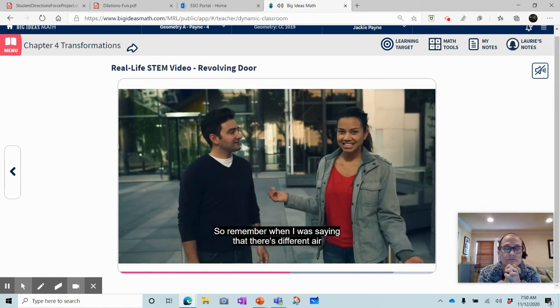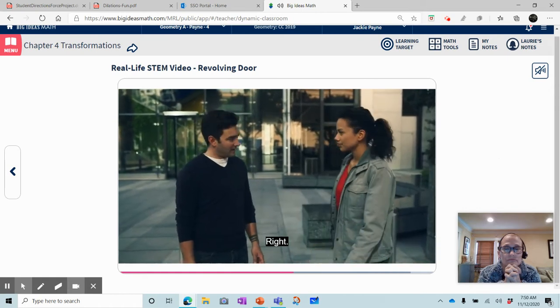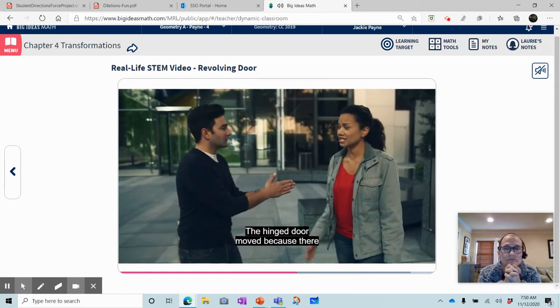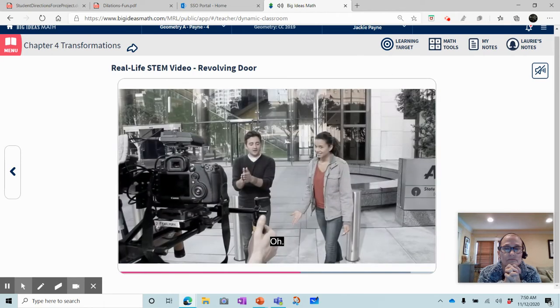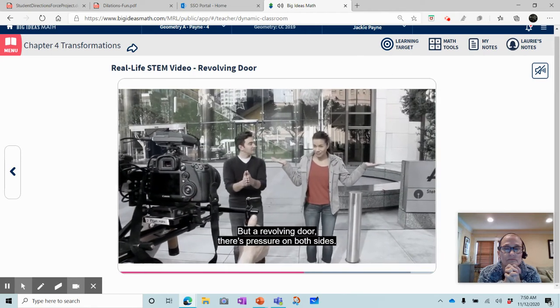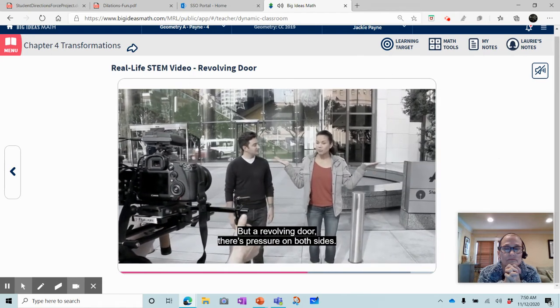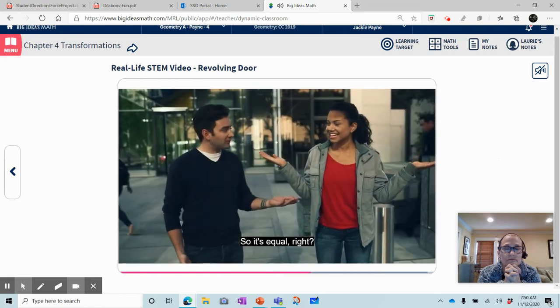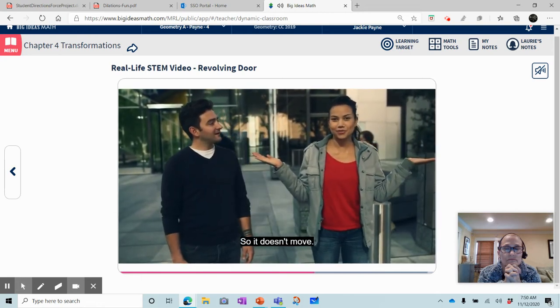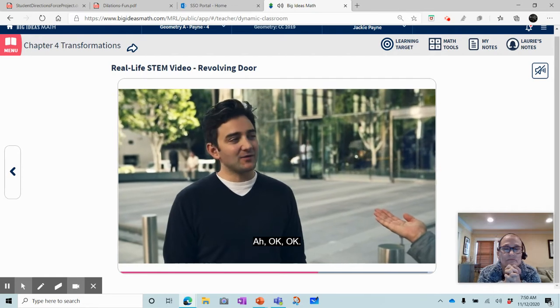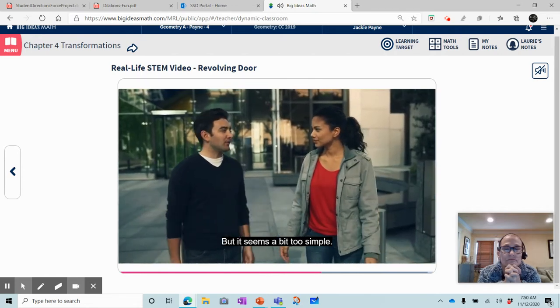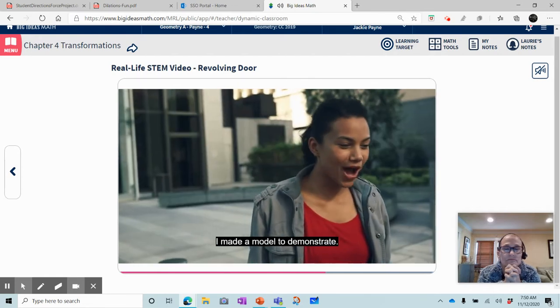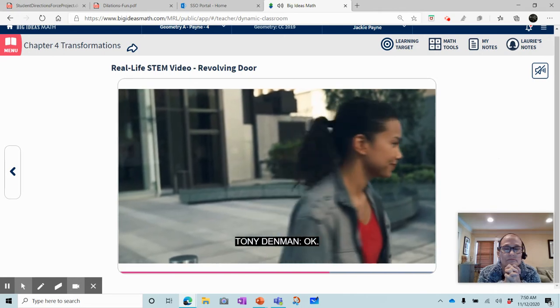So remember when I was saying that there's different air pressures? Right. The hinge door moved because there's pressure on only one side. Oh. But a revolving door, there's pressure on both sides. So it's equal, right? Exactly. It's equal, so it doesn't move. Okay, but it seems a bit too simple. I mean, does it really work? I made a model to demonstrate. Follow me. Okay.